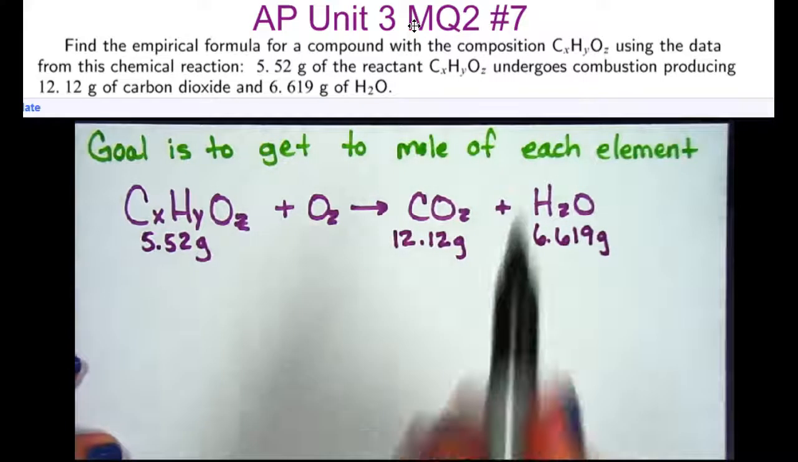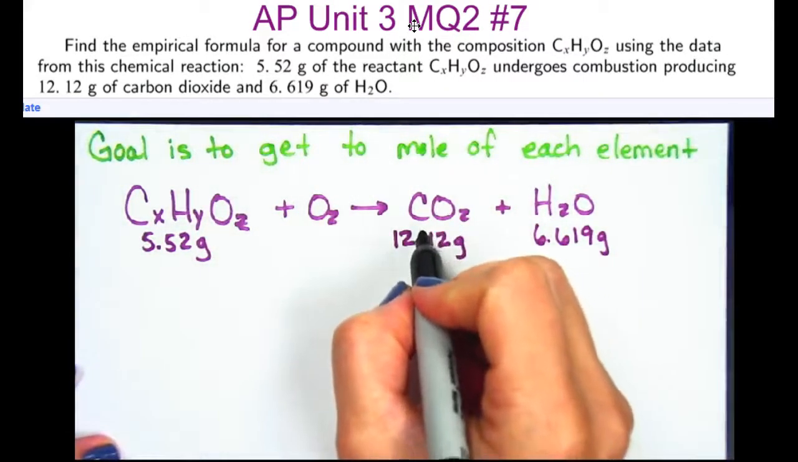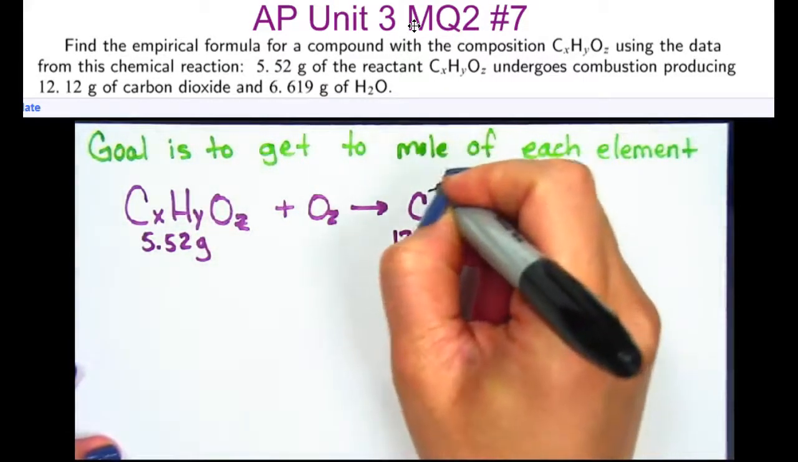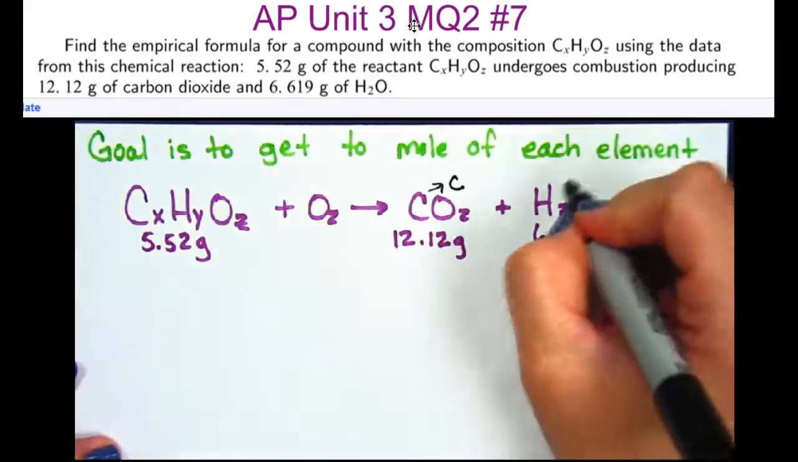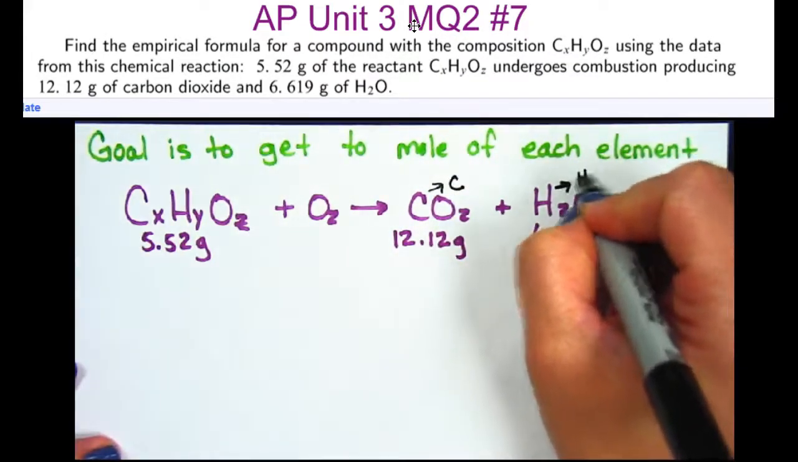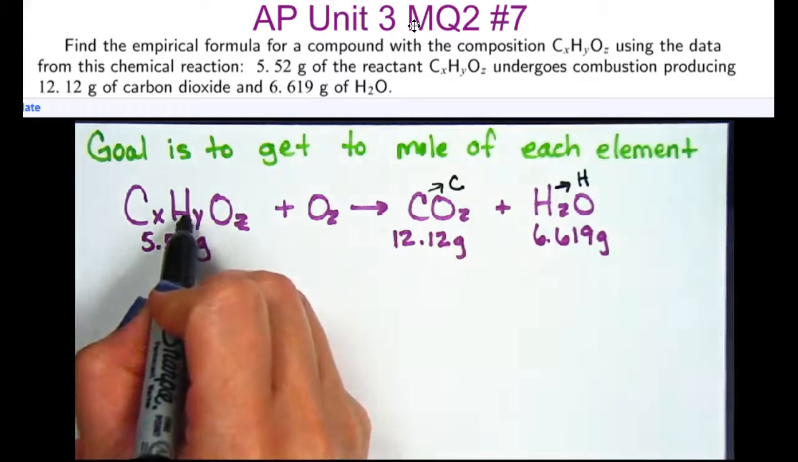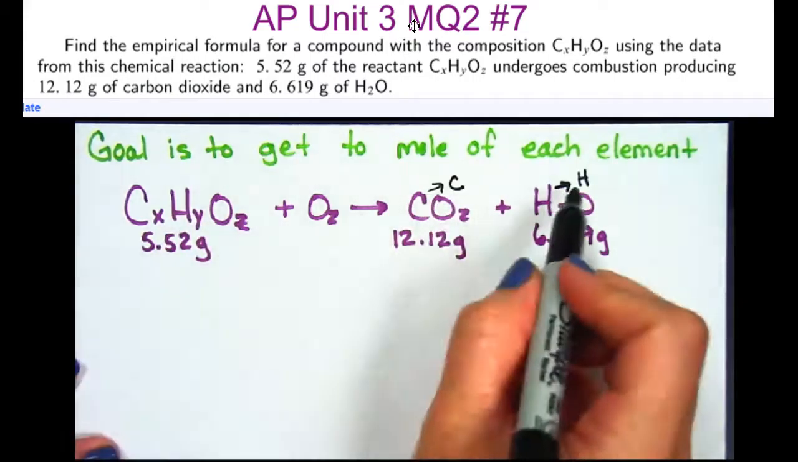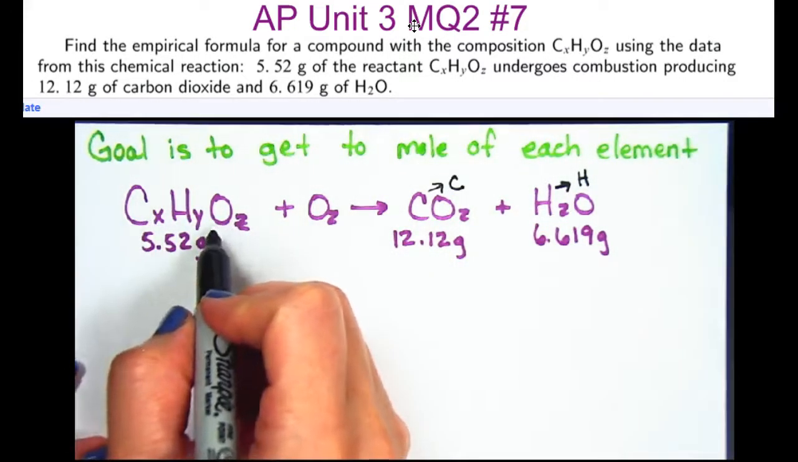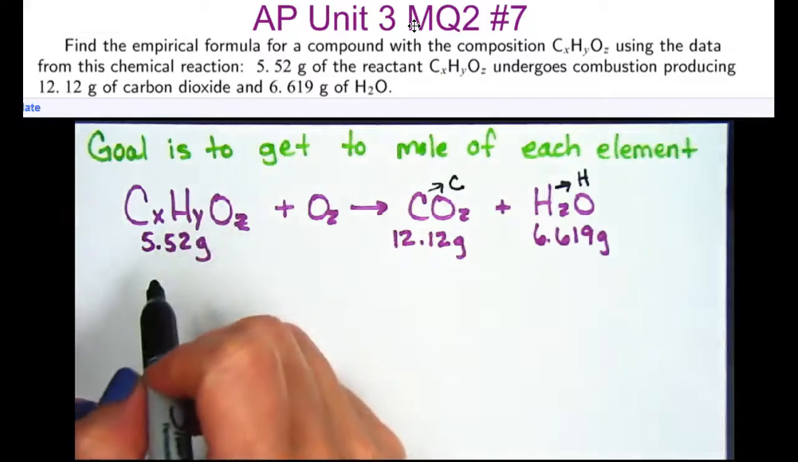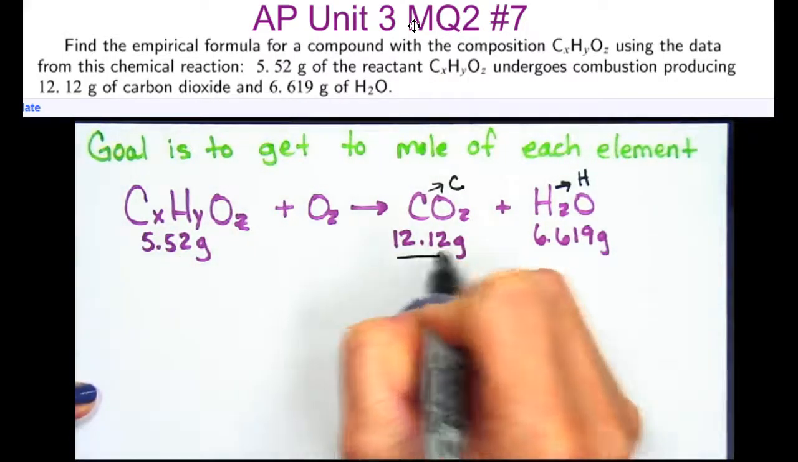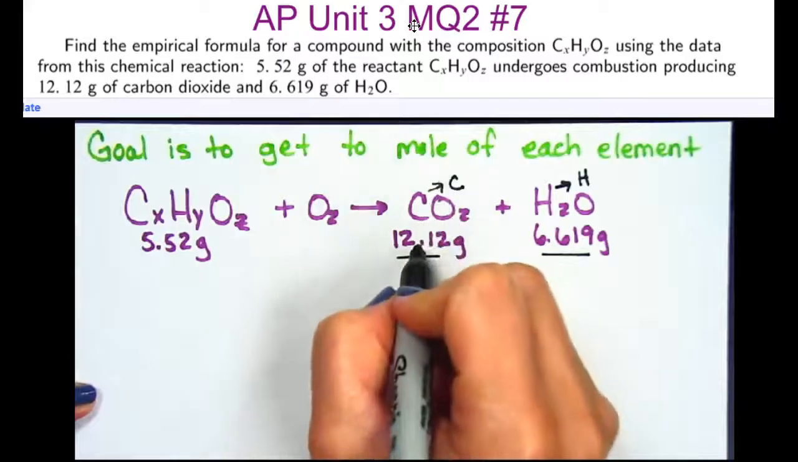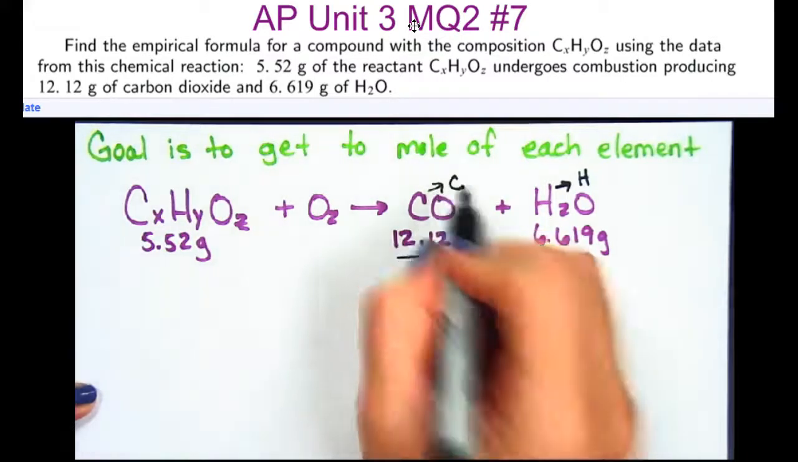And so now what I want to do is I'm going to use the carbon dioxide to determine how much carbon did I have to begin with. I'm going to use the water to determine how much hydrogen did we have to begin with, and knowing the carbon and the hydrogen will allow me to determine how much oxygen we also had to begin with. So I want to take first these two amounts and get them to moles of the element.